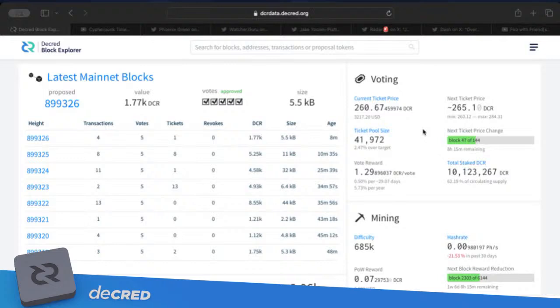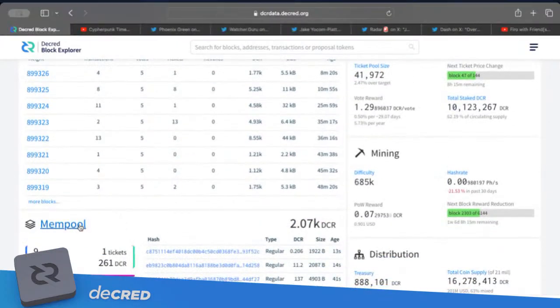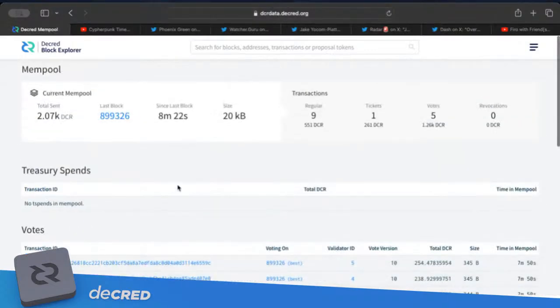I think it's something like, there it goes. Vote reward is 1.29 Decred. So for every ticket that votes, you receive a reward of 1.29, which is absolutely amazing. I don't think there's a treasury spend in the mempool yet. Let me just have a quick look. No, so I think we're all good there.